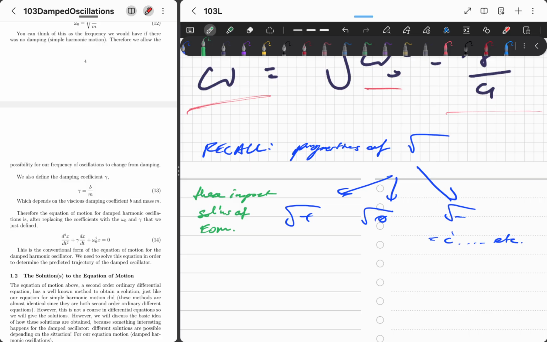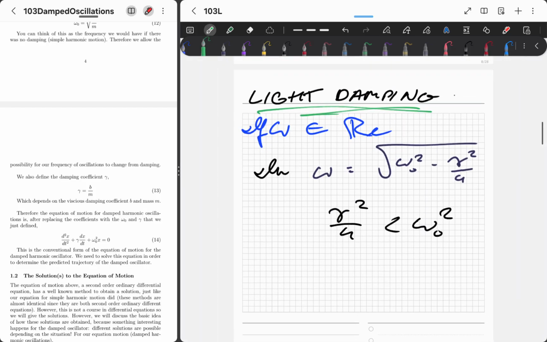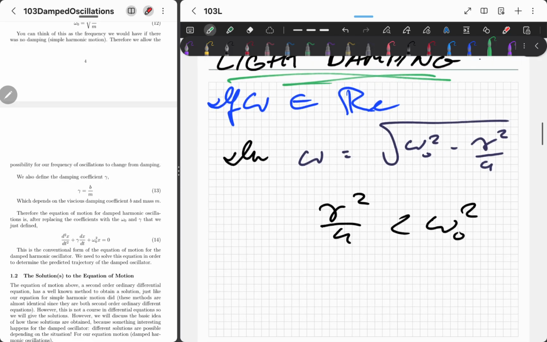So let's talk about these three cases. The first case is something we call light damping. So there's our omega. If the gamma squared bit is less than the omega naught squared, we have a positive value under the square root. Omega is a real number. We say that it's light damping.